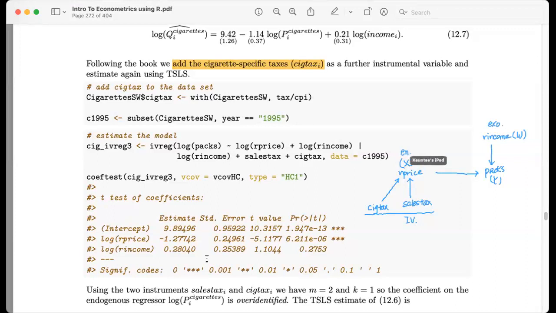And then cigarette tax and sales tax are the instrumental variables. And then number of packs is our Y variable, which is our dependent variable, right? So this is how it looks depending on this formula. If we visualize this formula in a causal diagram, it looks like this.